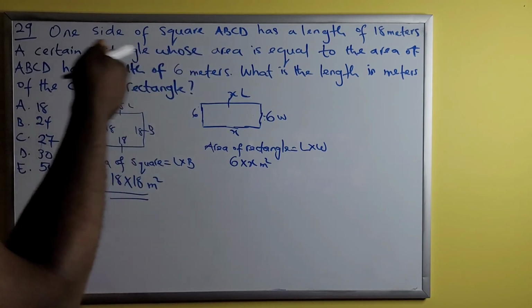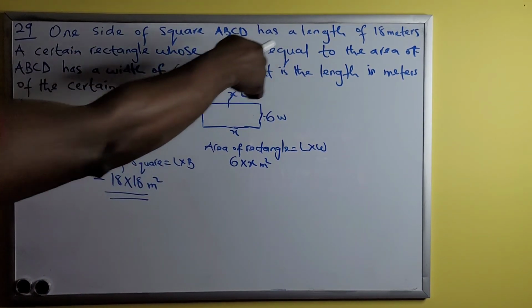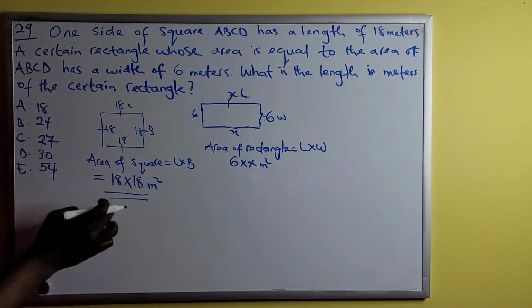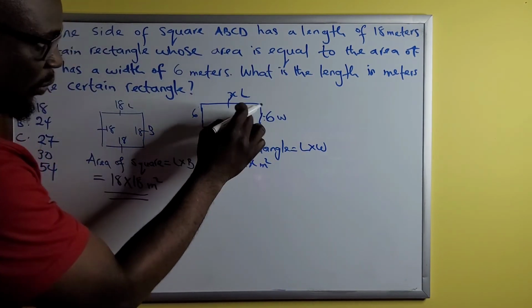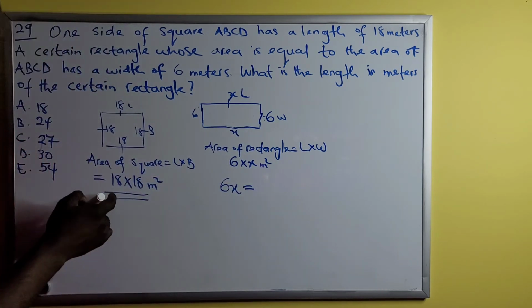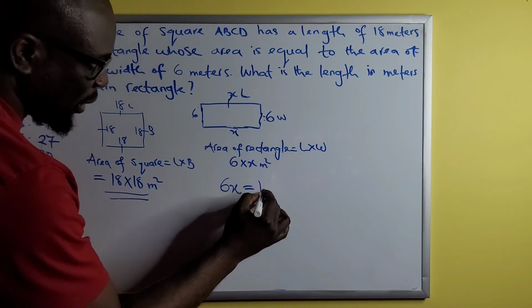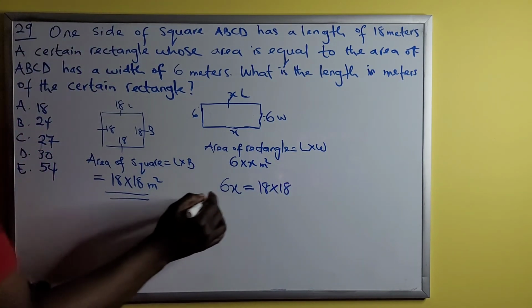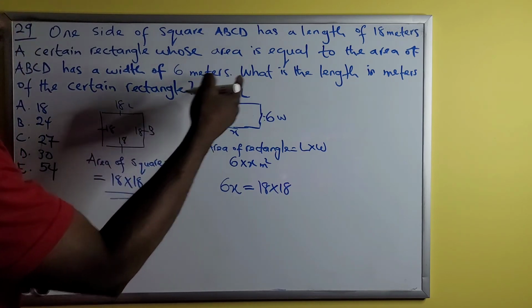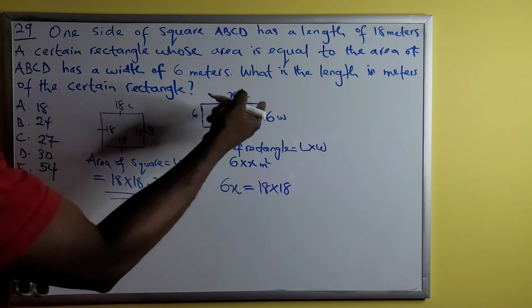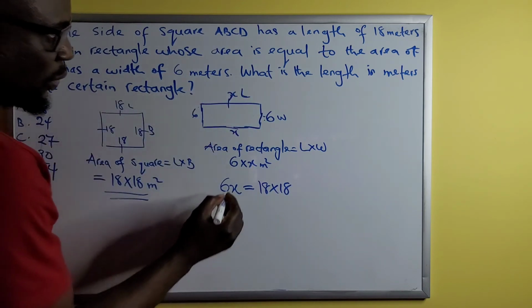So they said, a certain rectangle whose area is equal to the area of the square. So this area is equal to this. That means the area of the rectangle, which is 6x, is equal to the area of a square, which is 18 times 18, right? They said, what is the length in meters of a certain rectangle? That's what they're looking for, this length right here. So we're looking for x.